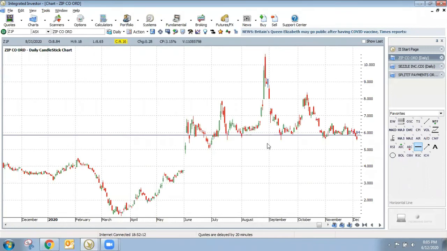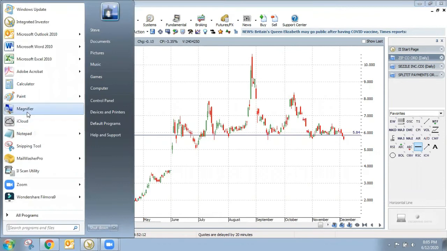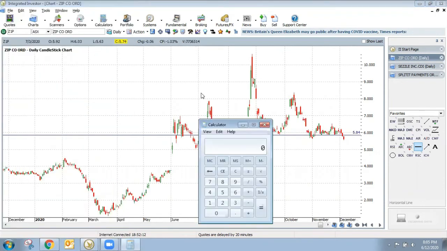5.84. So you can see what that is there. Okay, so simply 10.64, 5.84. Bring up our calculator. 10.64 minus 5.84 is a range of $4.80. So we take away $4.80 from 5.84. And basically the target in itself there would be $1.04.